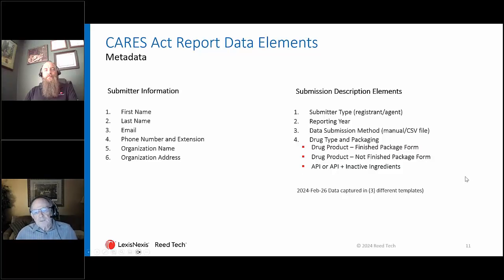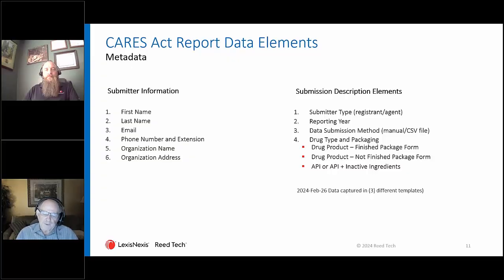There's many years that we need to talk about, some retroactive years actually. And then identify the submission method. And then as of 2024 in February, the template for reporting this information was further clarified and broken down into not one template, but 3 different templates. So the 2024 guidance now identifies a finished package form, a not finished package form.